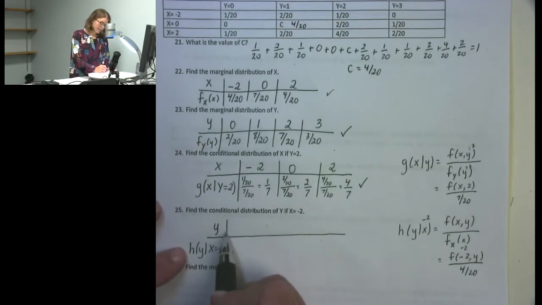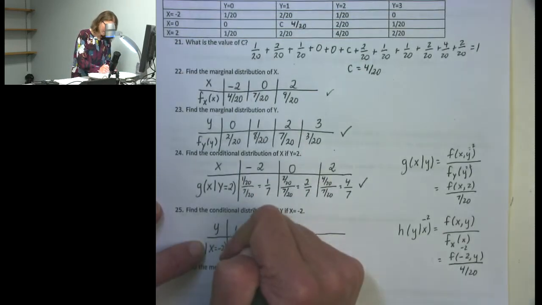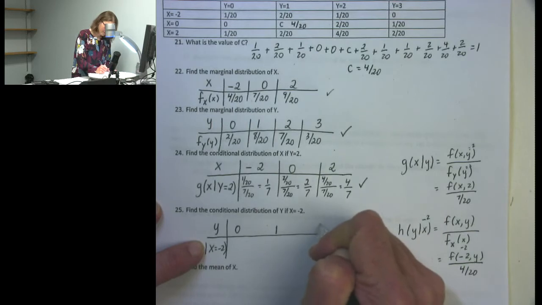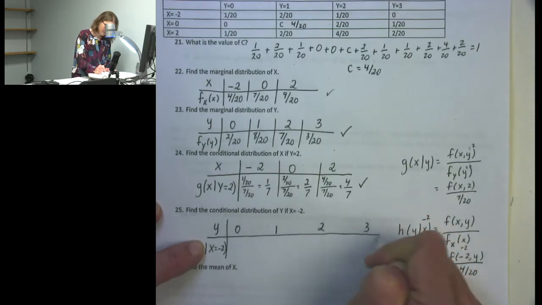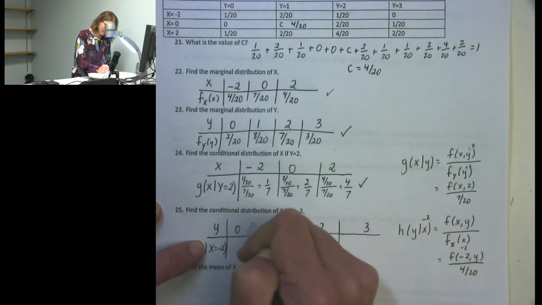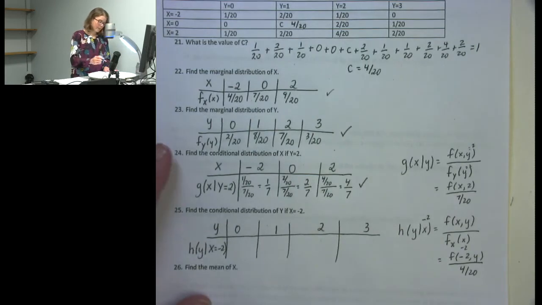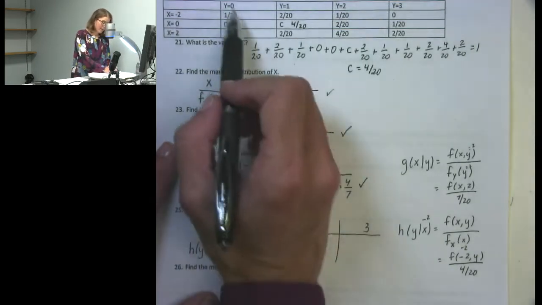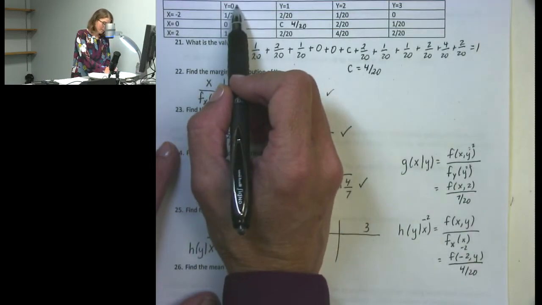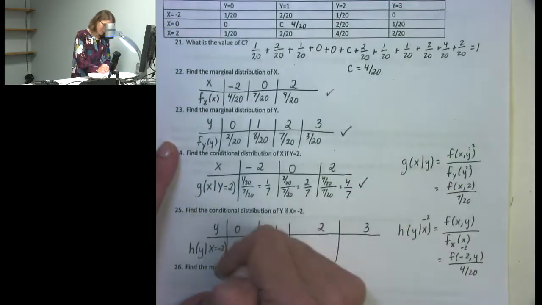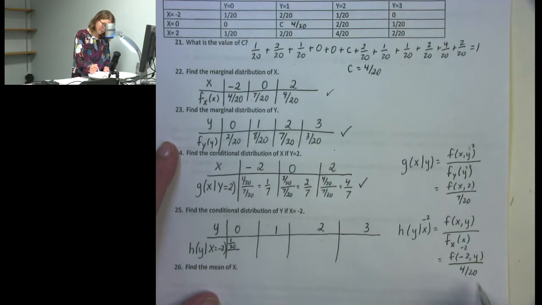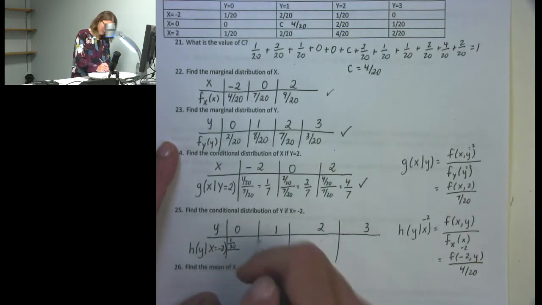So y can take the values 0, 1, 2, and 3. The probability that y is equal to 0 and x is -2 is 1/20. We're going to divide that by the marginal probability that x is -2, which is 4/20. So that gives us 1/4.